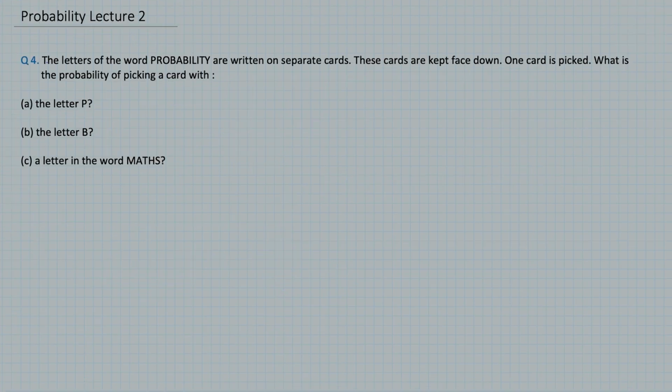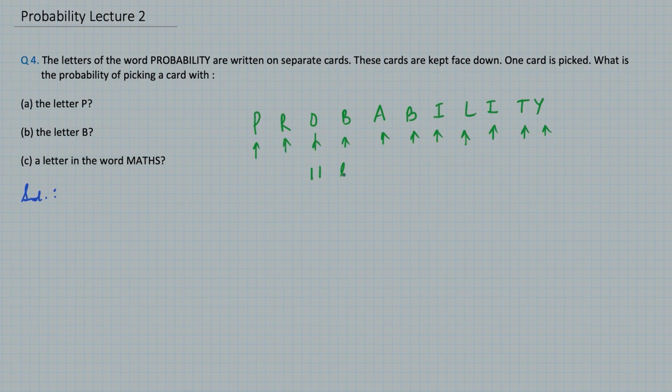Question 4. The letters of the word probability are written on separate cards. These cards are kept face down. One card is picked. What is the probability of picking a card with P, B, a letter in the word maths? Let's again find the total number of outcomes first. How many letters are there in the word probability? There are 11 letters. So the total number of outcomes will also be equal to 11.